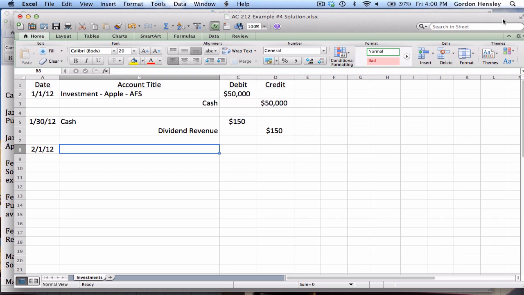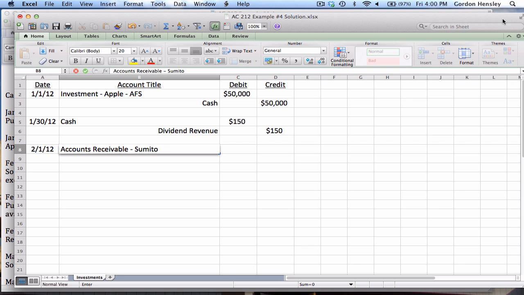And in this case, that means the company owes us money. So we're going to debit accounts receivable. And then we're going to put the name of the company that owes us, which is Sumitomo Company. That'll just make things easier later on. It's good to have those things identified with the specific name of the company. And then we'll credit sales. That's a pretty standard credit sale journal entry.